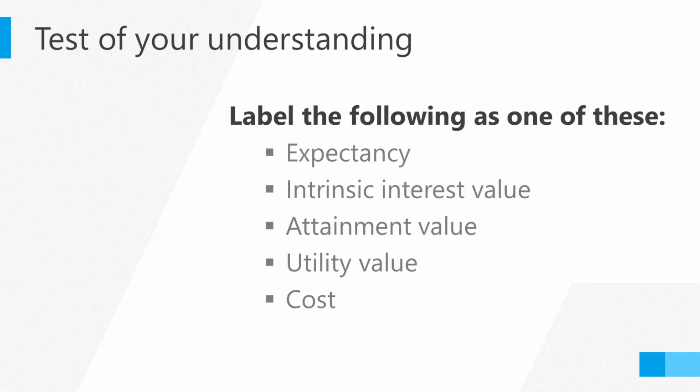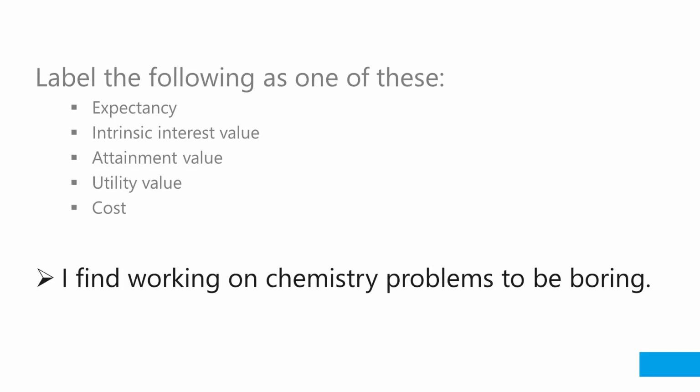Now that you have a good idea of how expectancies and values are defined in the expectancy value theory, let's test your understanding. I'm going to give you an example, and I want you to label it as one of these: expectancy, intrinsic interest value, attainment value, utility value, or cost. Pause the video between each example if you need more time. I'm going to give you about 8 examples. The first one is, "I find working on chemistry problems to be boring." Which one of these 5 concepts does this best exemplify?